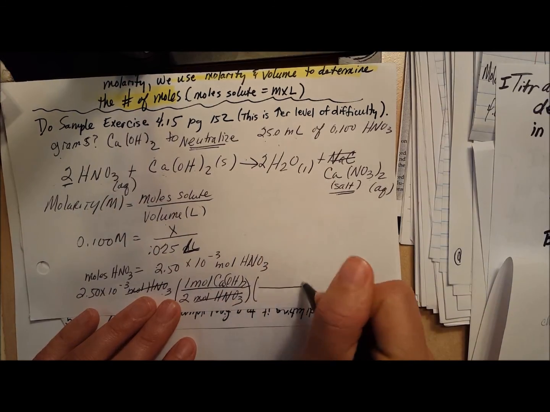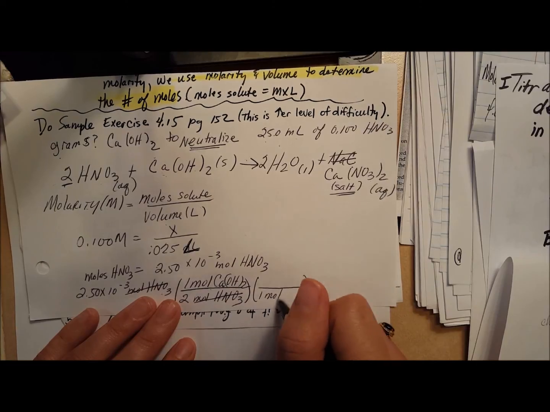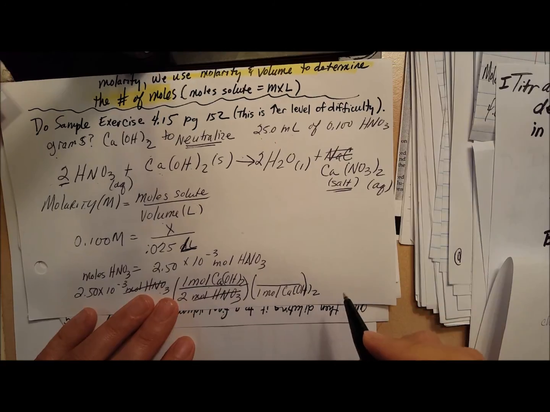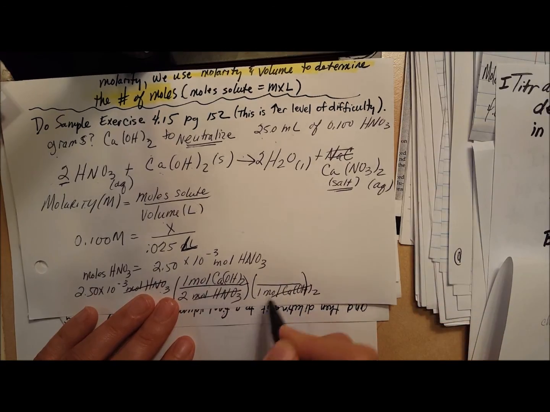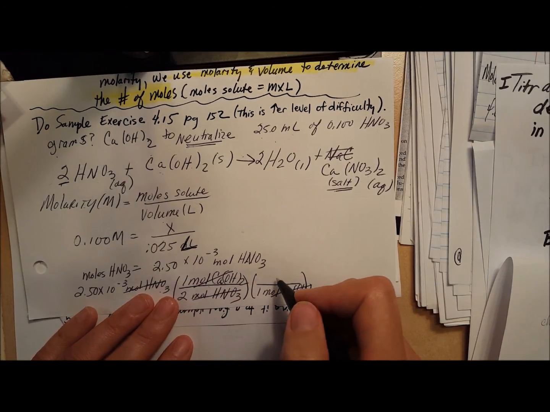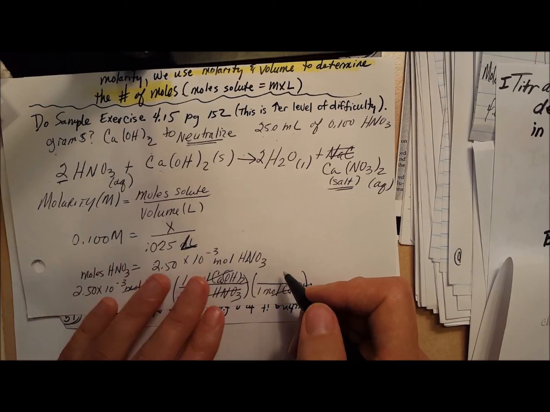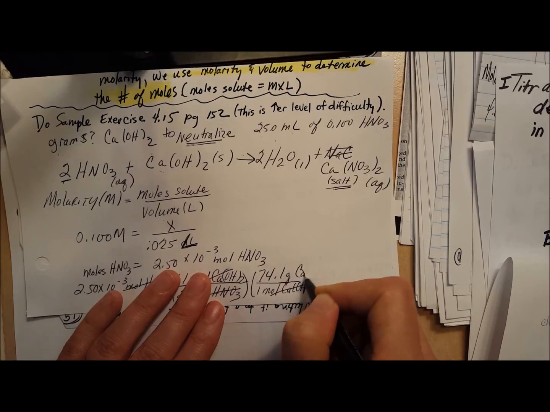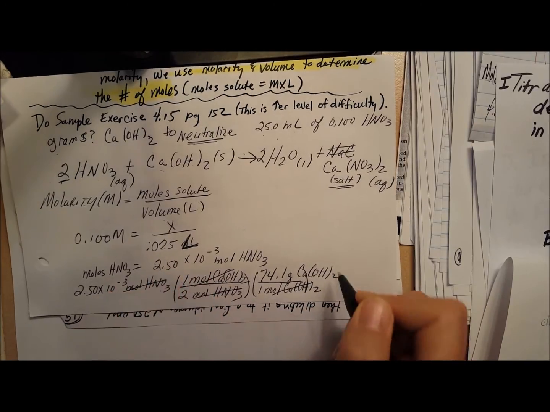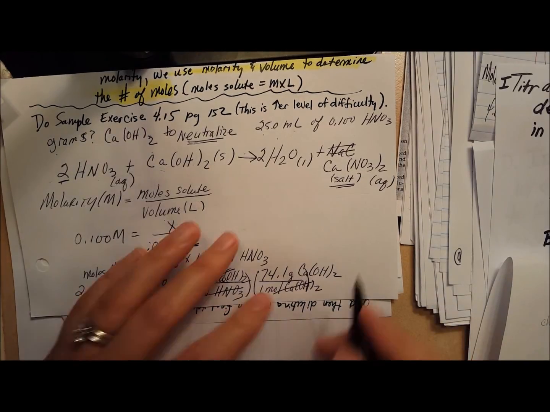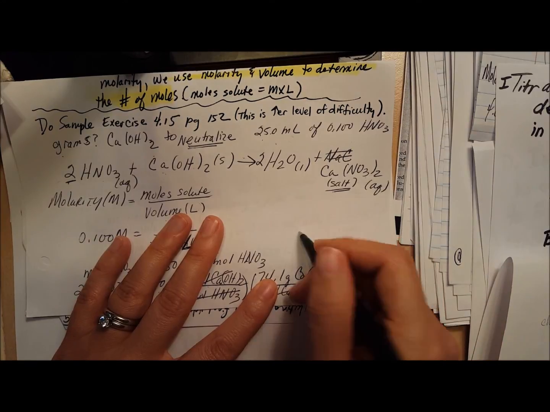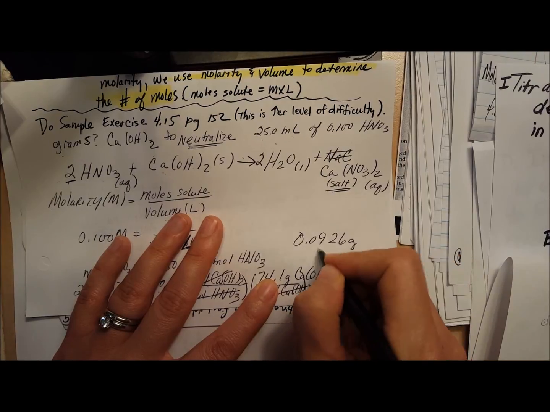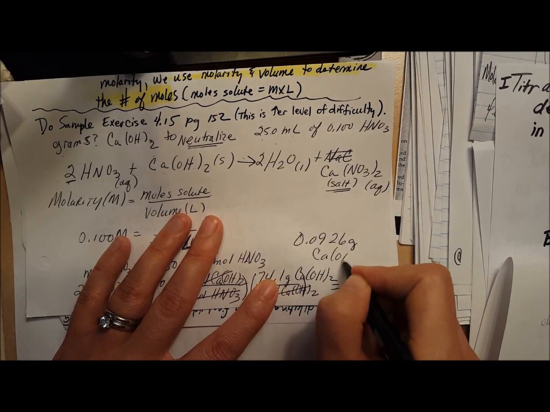So in order to get it to grams, you're going to do 1 mole of Ca(OH)2, and then opposite sides cancel, and then you're going to put that over the formula weight of calcium hydroxide, which is 74.1 grams of calcium hydroxide. And when you do all of that, you come up with an answer of 0.0926 grams of calcium hydroxide.